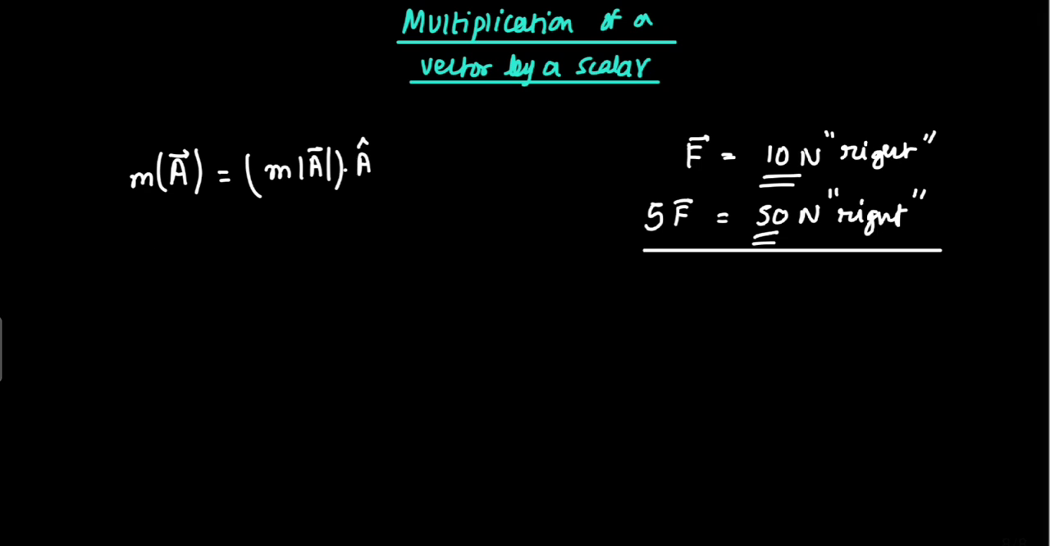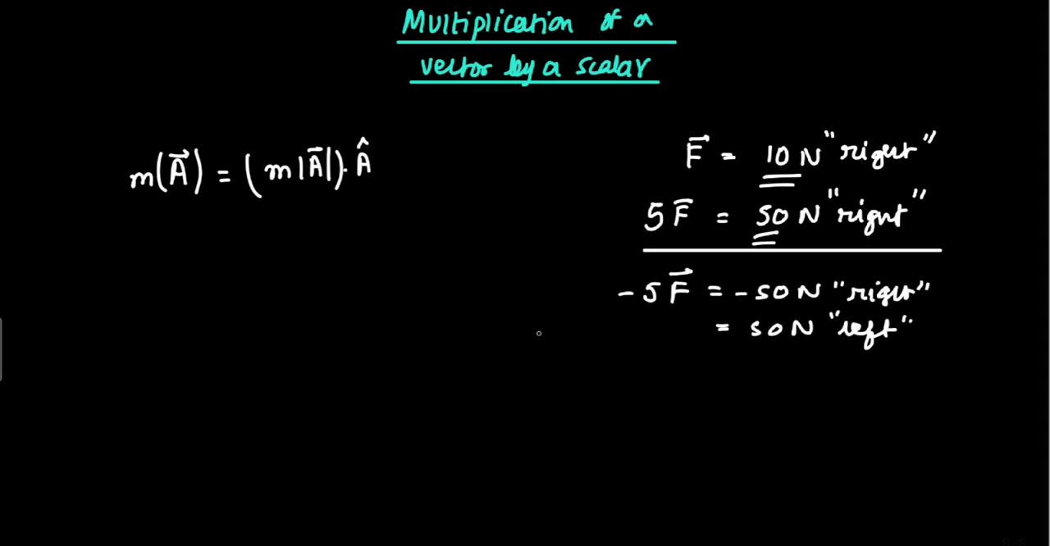If you multiply a vector by a negative number, let us say minus 5, minus 5F is minus 50 newtons to the right, and minus 50 newtons to the right is the same as 50 newtons to the left. So that is something that you need to develop an understanding of: the minus sign reverses the direction, but only by 180 degrees. You cannot change the direction by, let us say, an angle of 45 degrees. By scalar multiplication you can only change the direction by 180 degrees.